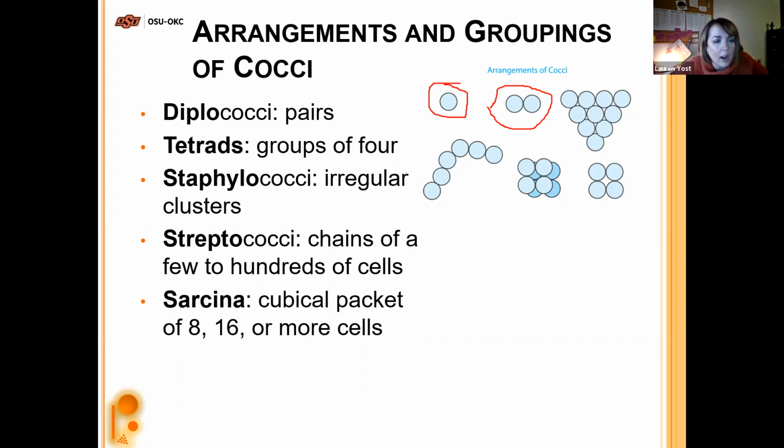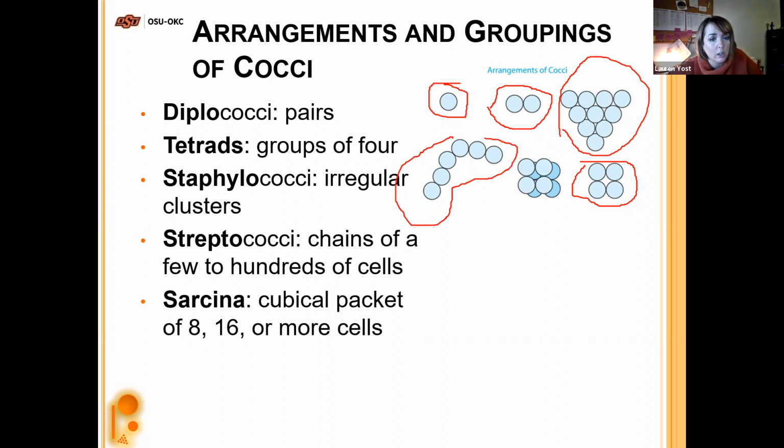You can have tetrads, which is four. So that's this one here. Then we have the staphylococci, which is the irregular clusters. It's not very irregular looking here, but this is the idea. They can be sort of different shapes like that. The streptococci, I think of strips, so streptococci in strips or chains, okay? Linked end to end. And then the sarcina, which is a cuboidal packet, okay? So those are the different arrangements.